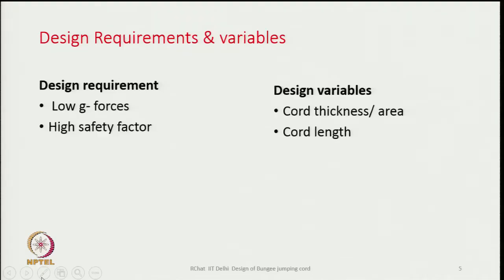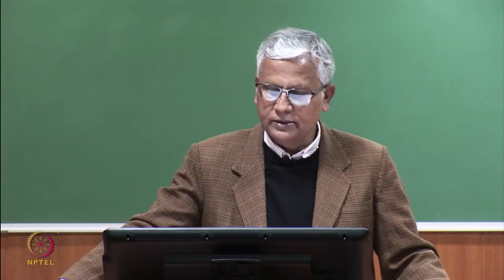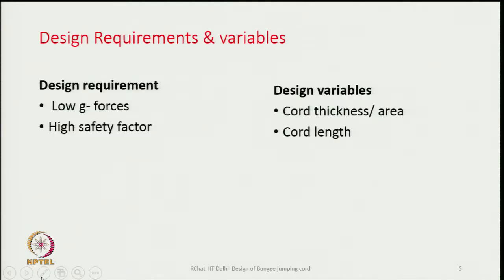Now, the requirement is that there should be low G forces, gravity forces should be low, otherwise the human being is going to be hurt. So, you need very low G forces which are tolerable. There has to be a very high safety factor, so that the cord is not going to fail. The design variables in this case are cord thickness or cord area or cord diameter, whatever we can say, and the length of the cord that we should use.